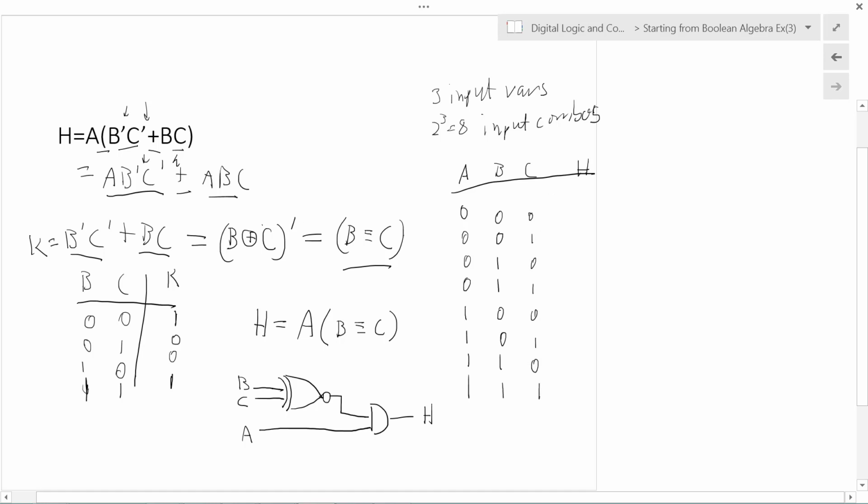So what are our possible values of 8? What possible entries for H give us a value of 1? Well, the first thing we see is that A must be equal to 1. So only these 4 combinations are possible. Also, B must be the same value as C. So we have values here and here. All other entries are 0, therefore. This concludes our discussion of some examples of how to convert Boolean equations into truth tables and optimal digital logic circuits.